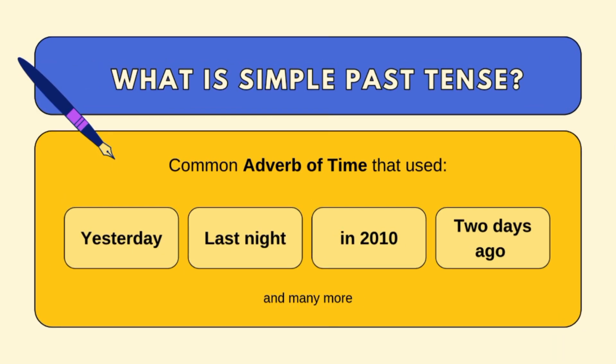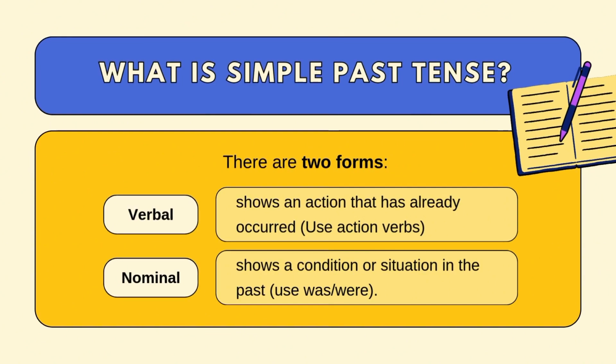There are also several time expressions commonly used in the simple past tense to indicate that an action occurred or happened in the past. There are yesterday, last night, last week, 2 days ago, 1 hour ago, even a specific year such as 2010, 1990, 1945, and many more. Whenever you see these time expressions, it's a strong sign that you should use the simple past tense.